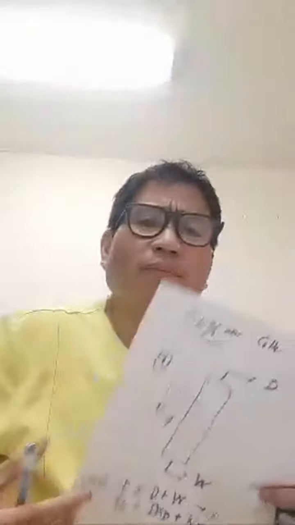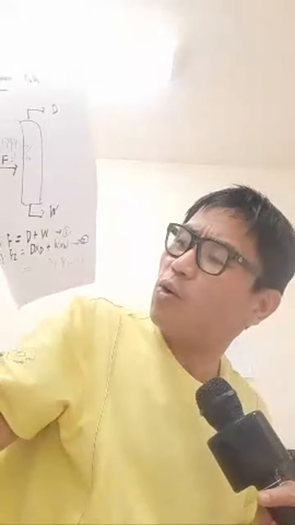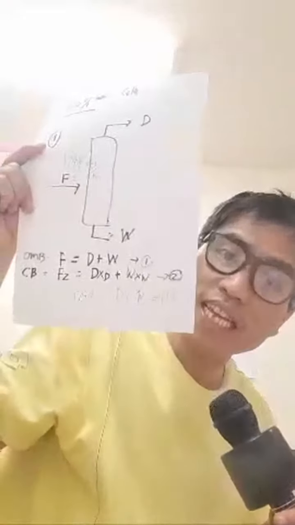Now we go to the other one. Okay, this one, equation 1, we compute for W. So, W is equal to 1744 minus D. So, this is now equation number 3.